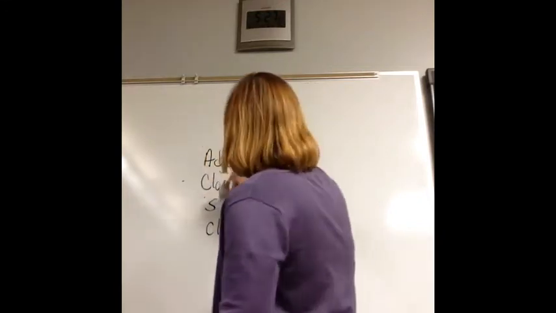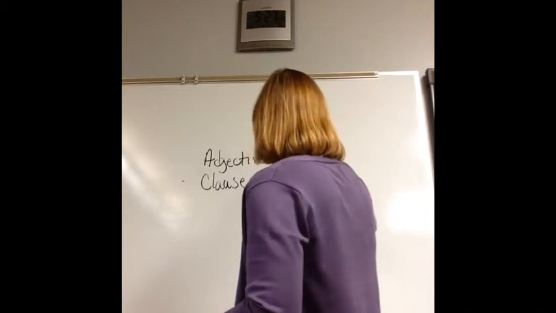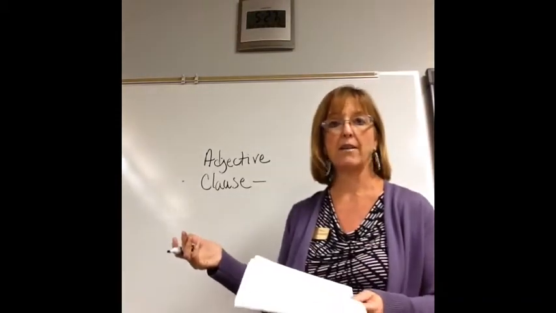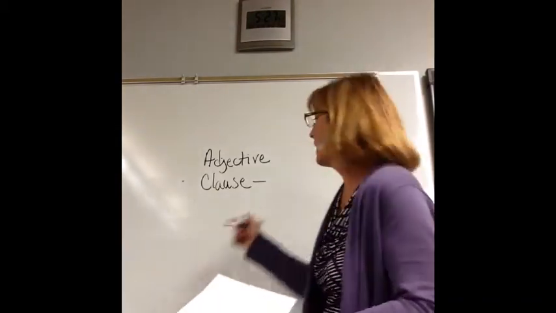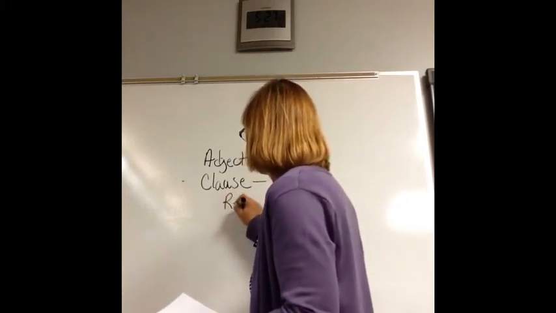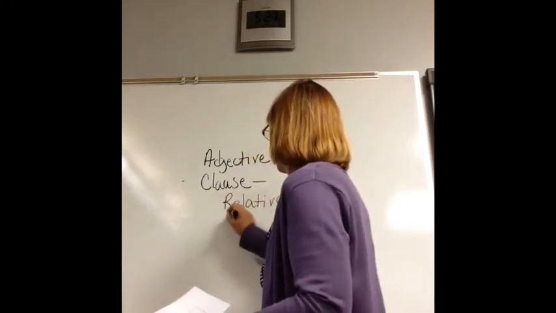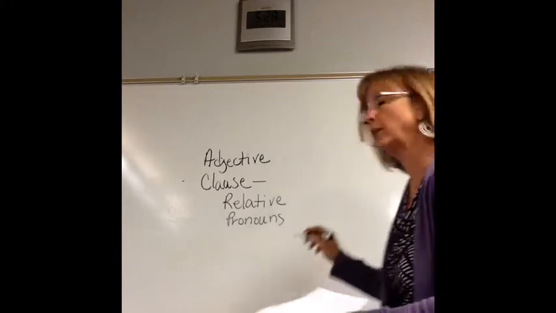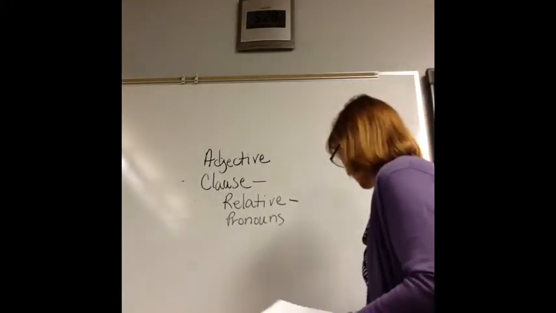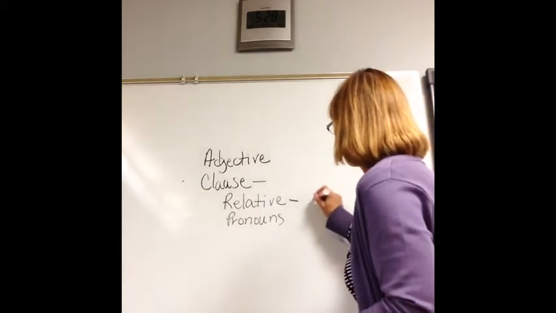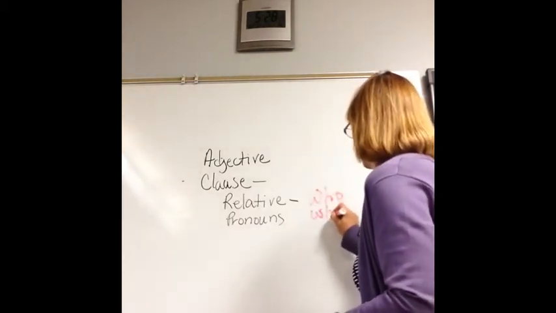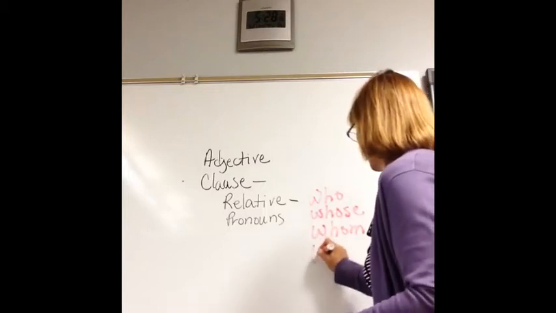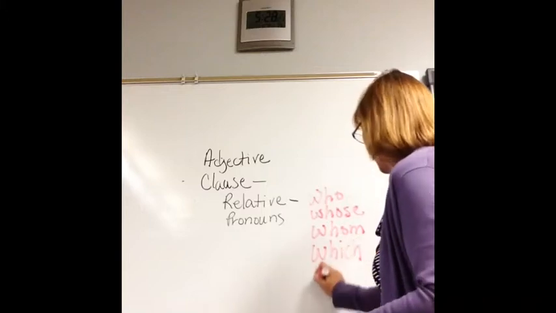Now, just like you know with your adverb clause that you have them start with subordinating conjunctions, well, adjective clauses also have special words that they begin with. And these special words they begin with are called relative pronouns. There's only 5 of them. Okay? So a relative pronoun is who, whose, whom, which, and that.